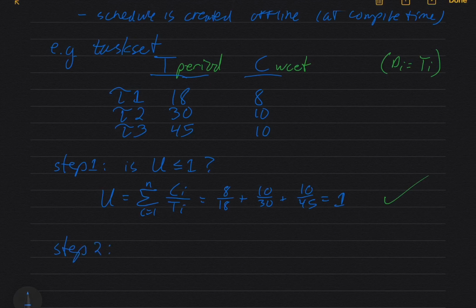Step 2 is to determine the schedule length. How could we figure that out so that we get through all the different combinations of these different periods here? What we want is the least common multiple of the periods of each of the tasks. Least common multiple.